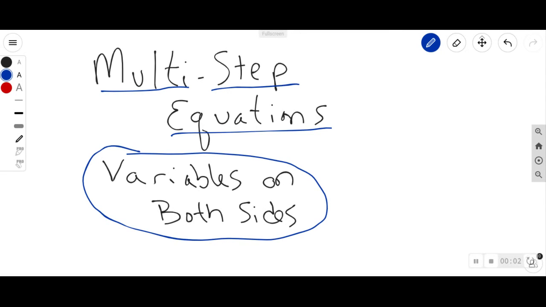Hello everyone. This video is continuing our look at multi-step equations. This time we're going to focus on equations where you have the variable on each side of the equation. In the previous video we looked at where you had the variable multiple times on the same side of the equation. Now we've got to look at it on opposite sides.